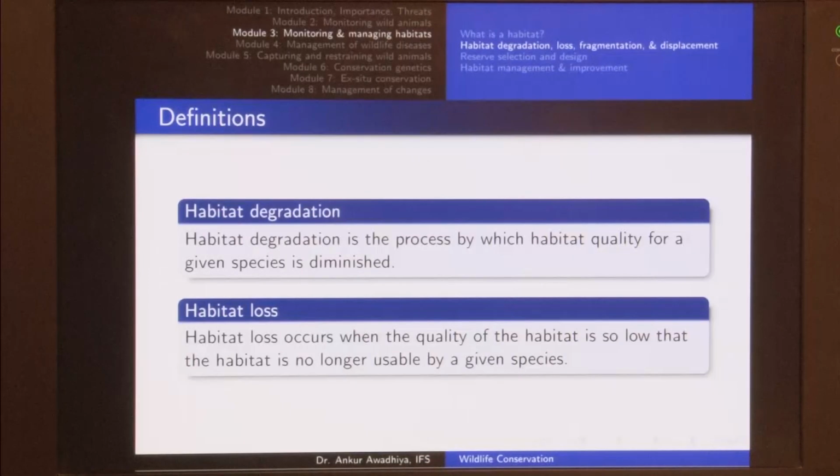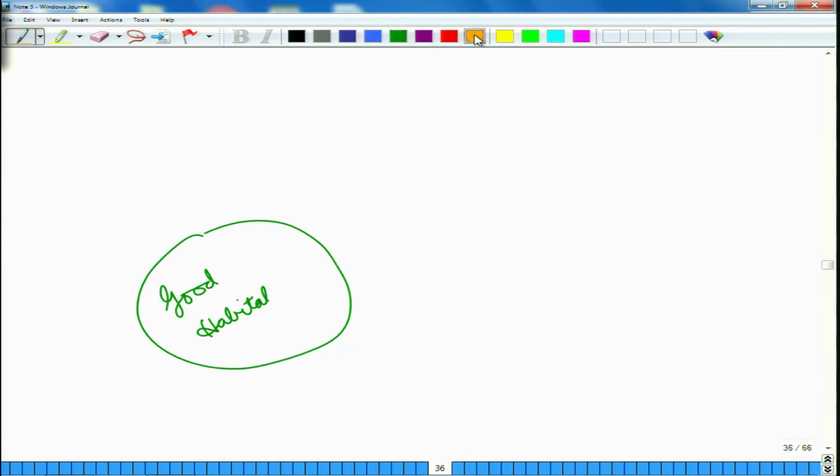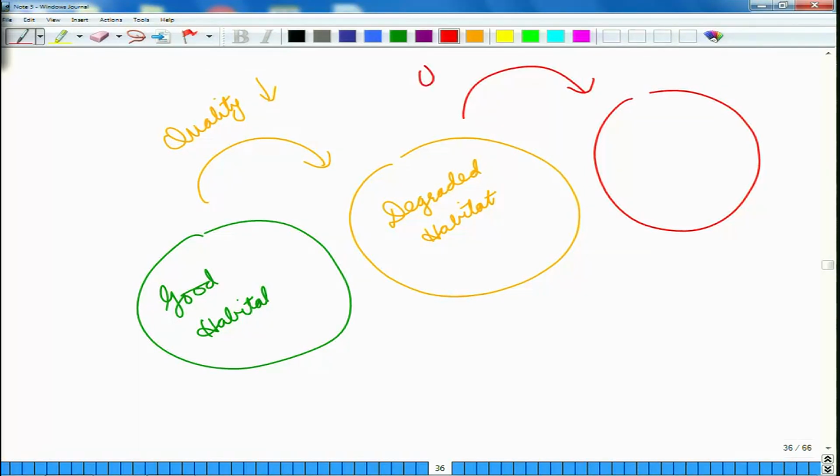Now, after habitat degradation, let us look at habitat loss. Habitat loss occurs when the quality of the habitat is so low that the habitat is no longer usable by a given species. So, essentially we are talking about a gradient. If we have a good habitat, now if there is some amount of degradation in quality, the quality reduces and it becomes a degraded habitat. Then after a while, if the quality further reduces, it might even become lost habitat.